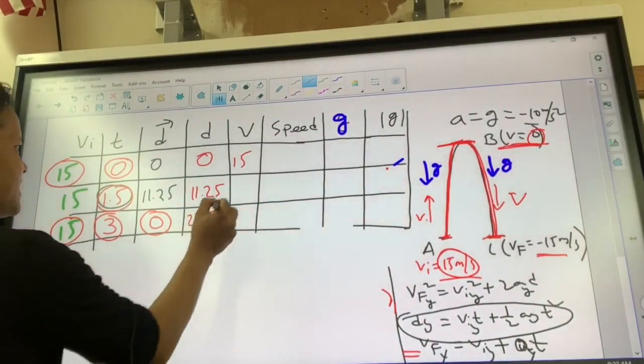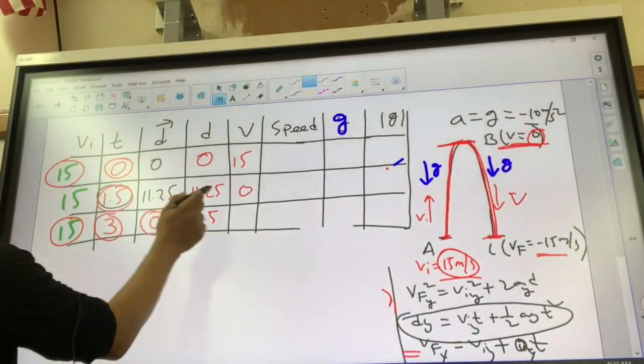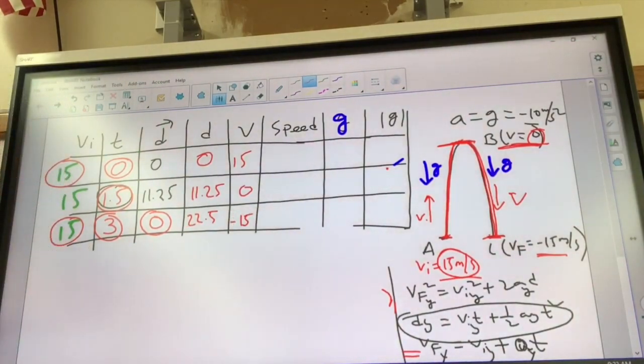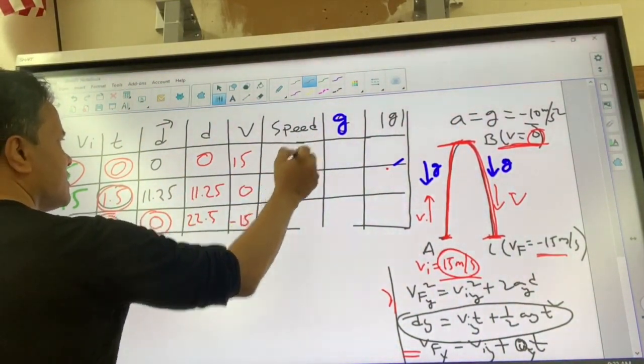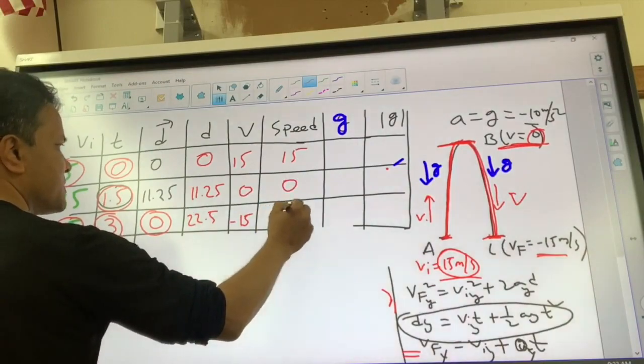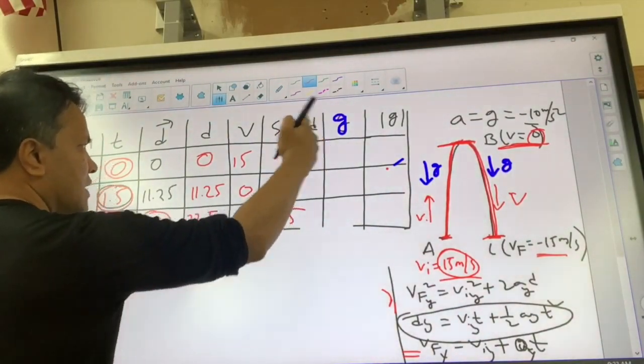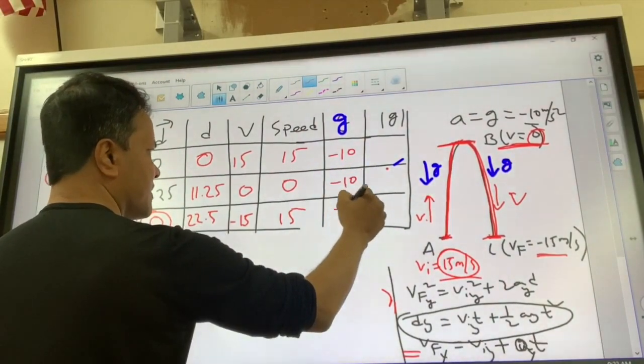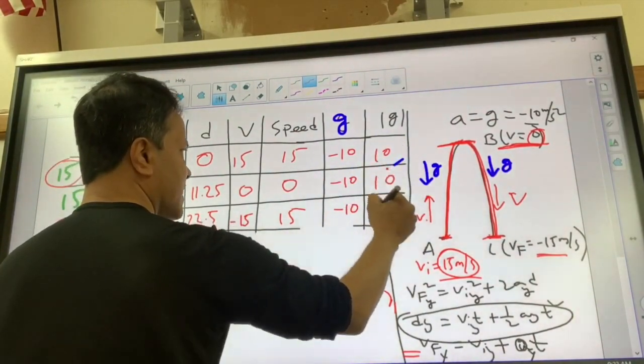So velocity over here is 0. Velocity at 1.5 seconds is 0, and velocity is negative 15 over here. Okay, good. Speed over here is 0, and speed over here is positive 15. Now this one is very easy: negative 10, negative 10, negative 10, and 10, 10, and 10.